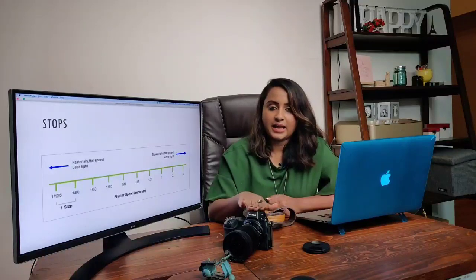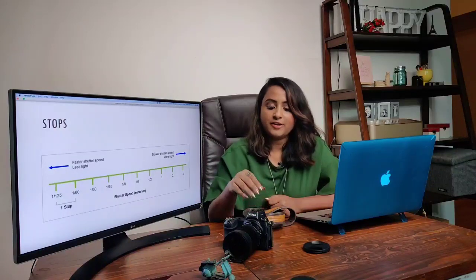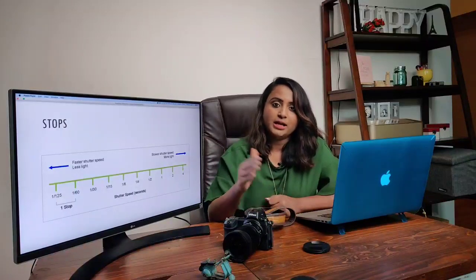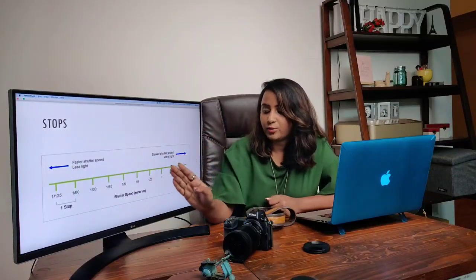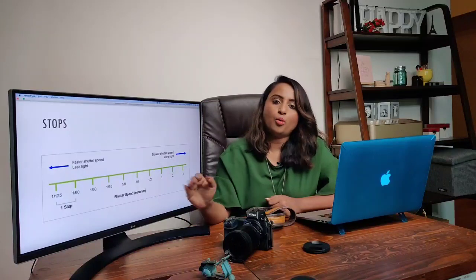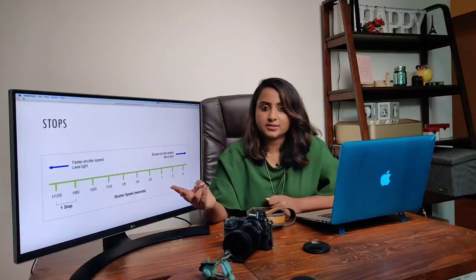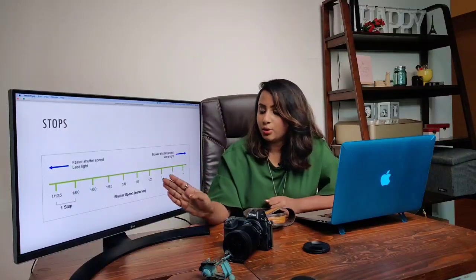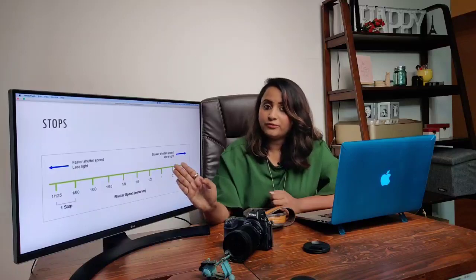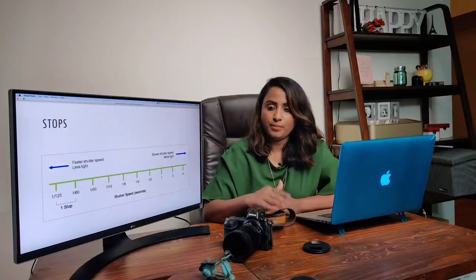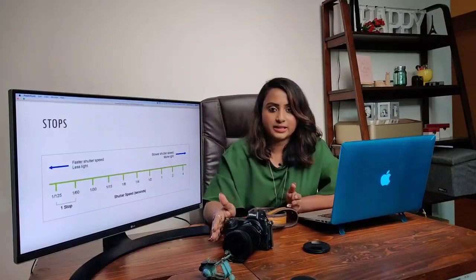So if I say I increase the stop, that means that I doubled the light that is entering the camera. If I say I decreased the stop, that means I cut the light by half. So let's say you are at 1 second shutter speed, and if you want to increase the light that is falling on your sensor, you would move to 2 seconds, right? It's fairly simple. So if you want to move up a stop, you will move to 2 seconds. Now if you wanted to instead decrease a stop, so instead of 1 second you bring it down to half a second. So that is like decreasing your stop.